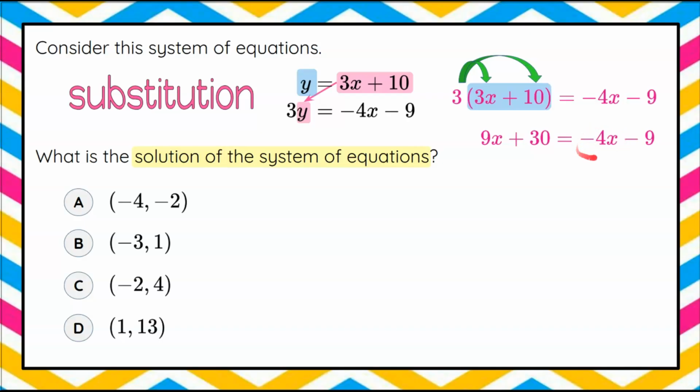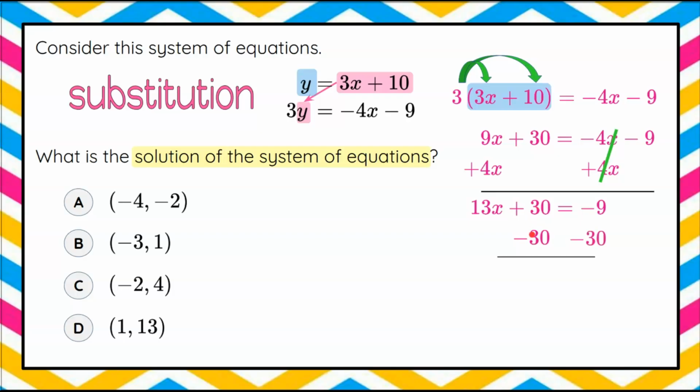So I'm going to do the inverse of negative 4x, and I'm going to add 4x to each side, giving me my zero pair. 9x plus 4x is 13x plus my 30, and I have my negative 9 left here on the right. Now I want to get all my constants to the right side of the equal sign. So I'm going to do the inverse of add 30, which is to subtract 30. What I do to one side of an equation, I must do to the other. So here's my zero pair, leaving me 13x on the left side. Negative 9 and negative 30 are negative 39.